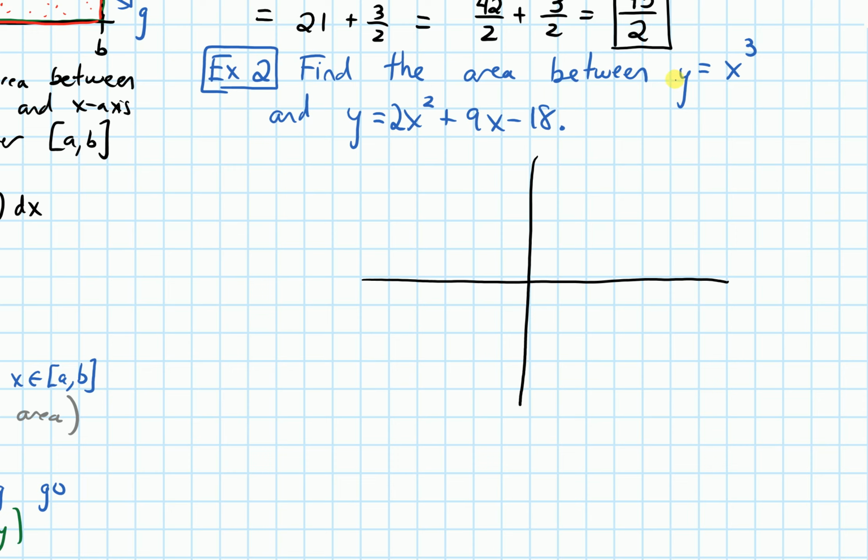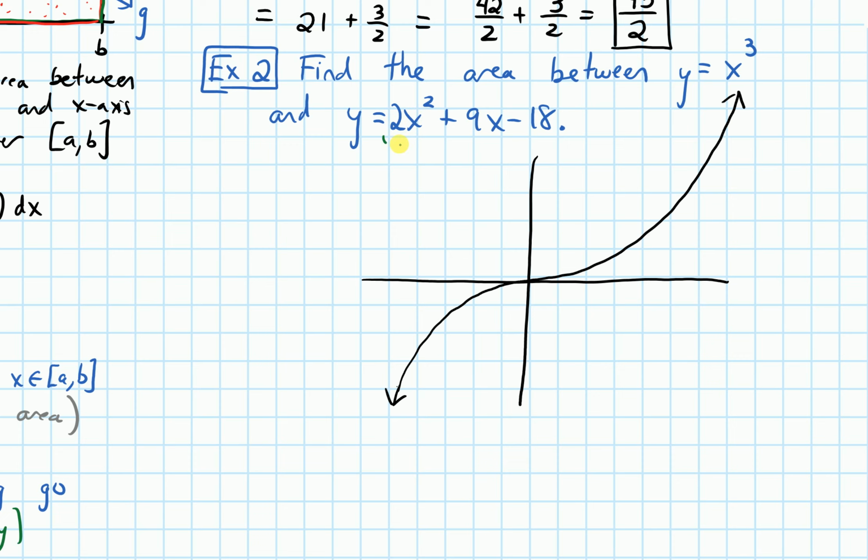Okay, and the graph of y equals x cubed. This cubic function looks something like, it gets flat momentarily at the origin, and then it keeps on sort of snaking upwards like that. And then for this quadratic, the graph of that is a parabola. The positive coefficient in front of the x squared means it's going to be an upward facing parabola.